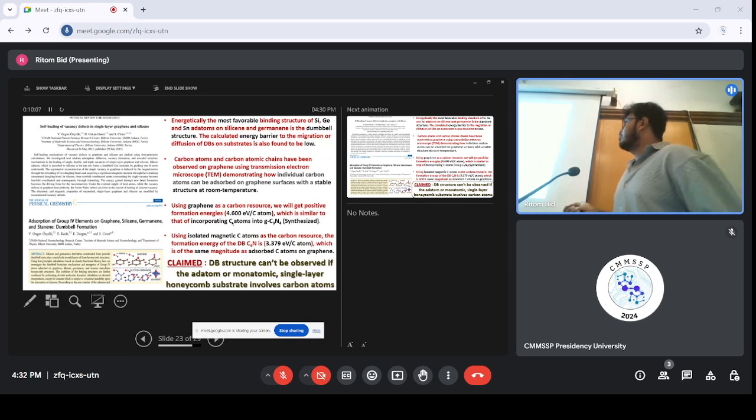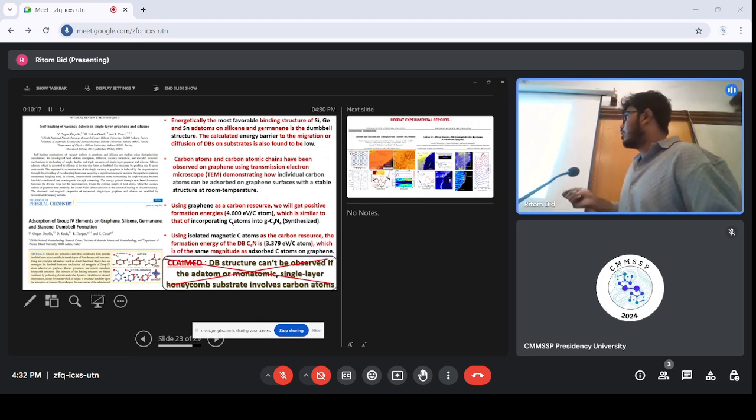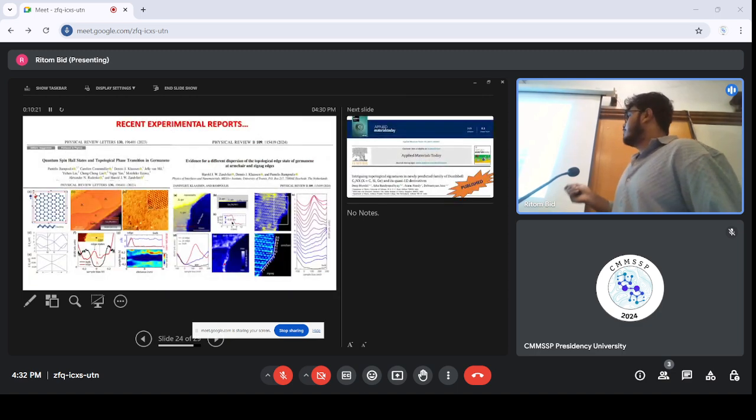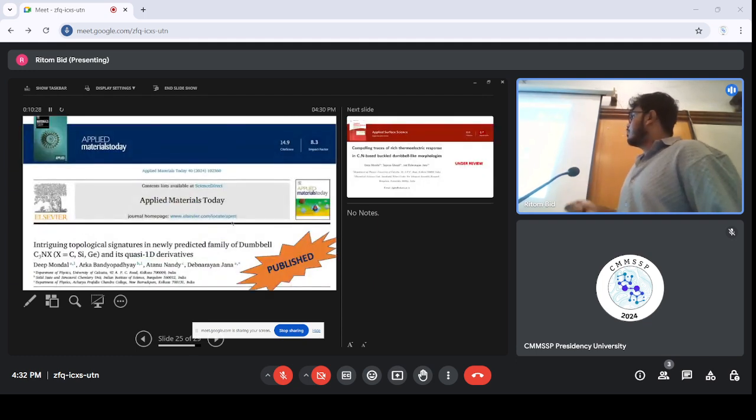And it was claimed in 2015 that a dumbbell structure can't be observed if the monoatomic single layer has carbon atoms. But this is not true. Our work proposed that this can be formed, and we have shown that. Recent experimental reports on these kinds of systems have seen topological effects and edge states. And this is our publication, a very recent publication actually, from a few weeks back.